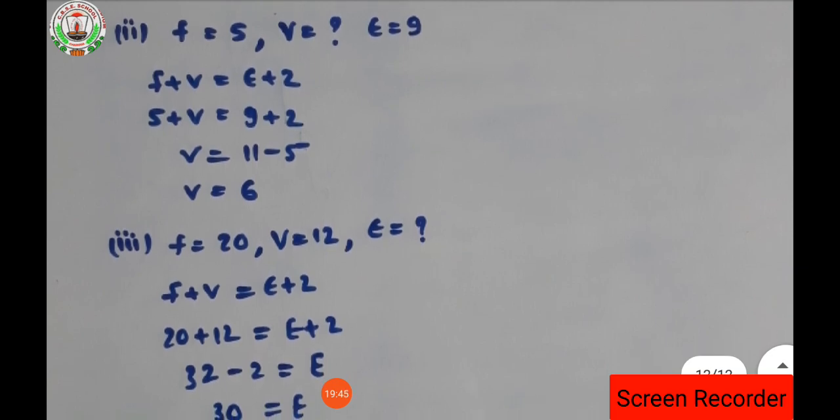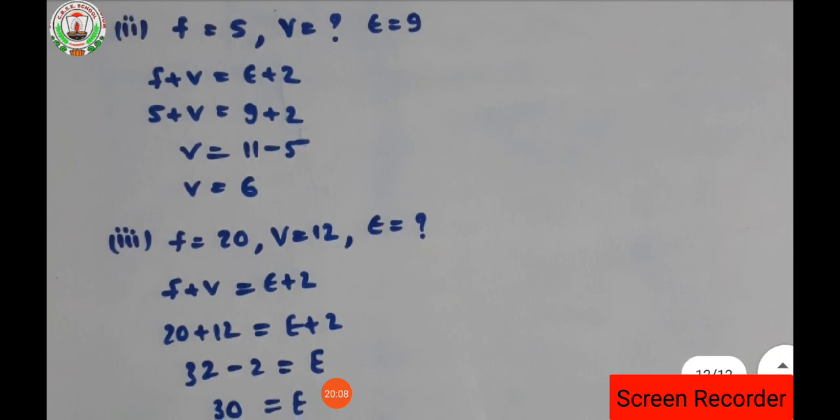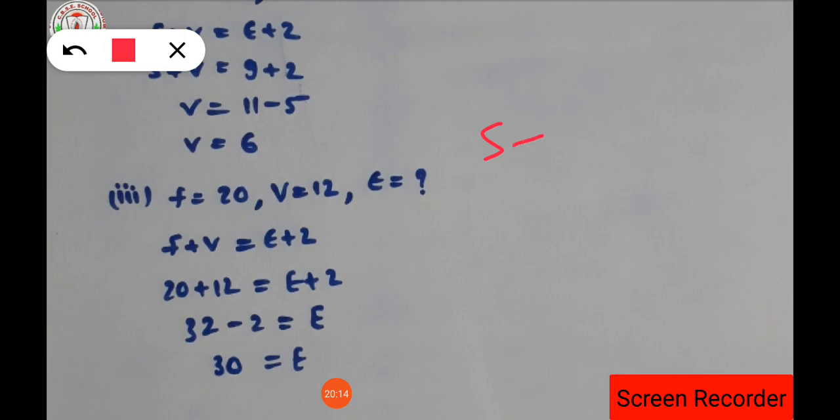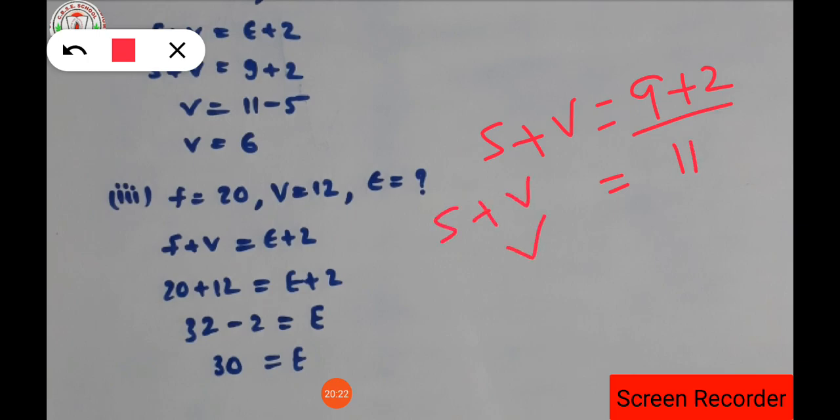In the second part it is asking about the vertex. Face is given as 5, the vertex value you have to find, and edge is given as 9. F plus V is equal to E plus 2 is Euler's formula. So face value is 5, vertex you have to find, edge is 9, and 2 comes from the formula. So it will be 5 plus V is equal to 9 plus 2. 9 plus 2 is how much? It will be 11. What value do you have to find? You have to find the value of vertex.